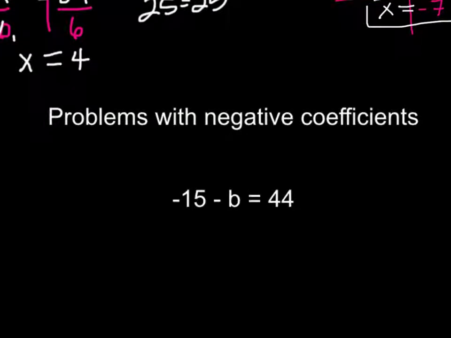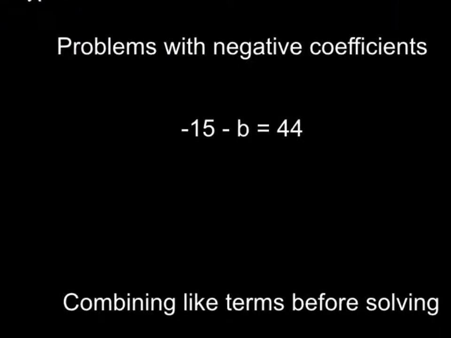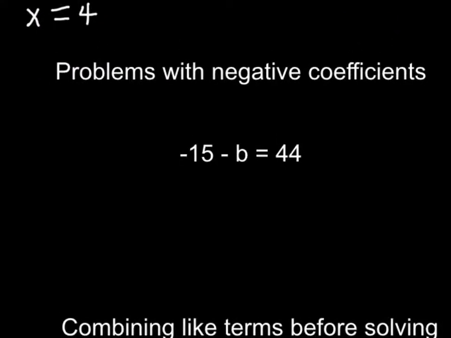So here we go. Here's our last problem. Actually, we have 2 more problems. This is a problem with negative coefficients. We have this situation here where we have negative 15 minus b is equal to 44.